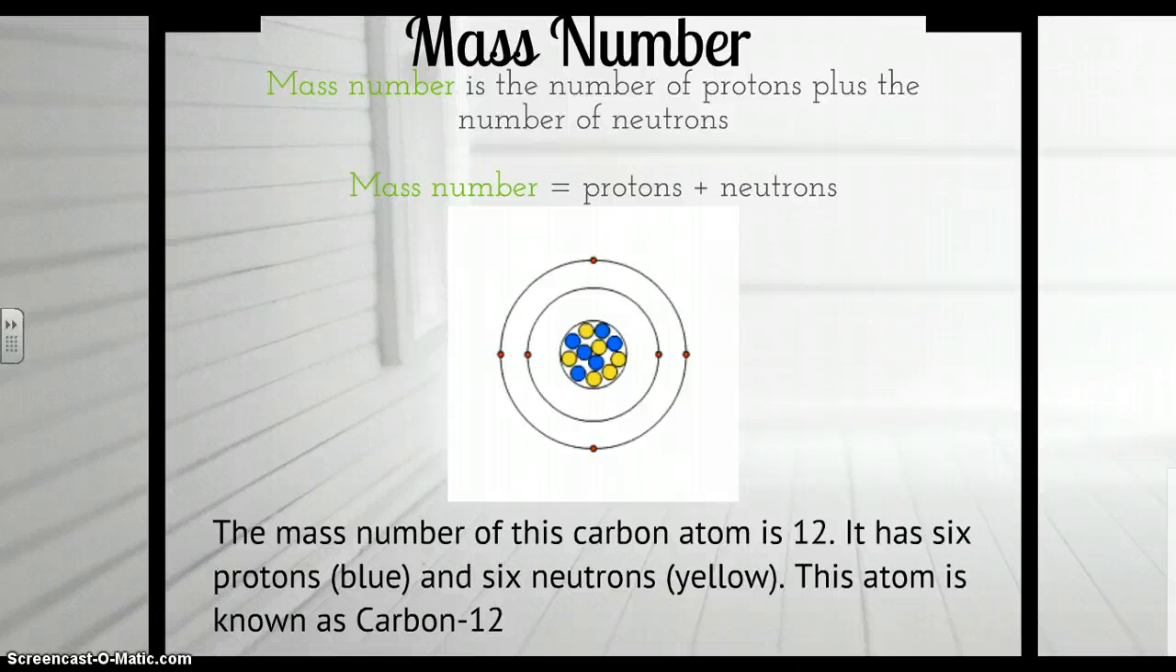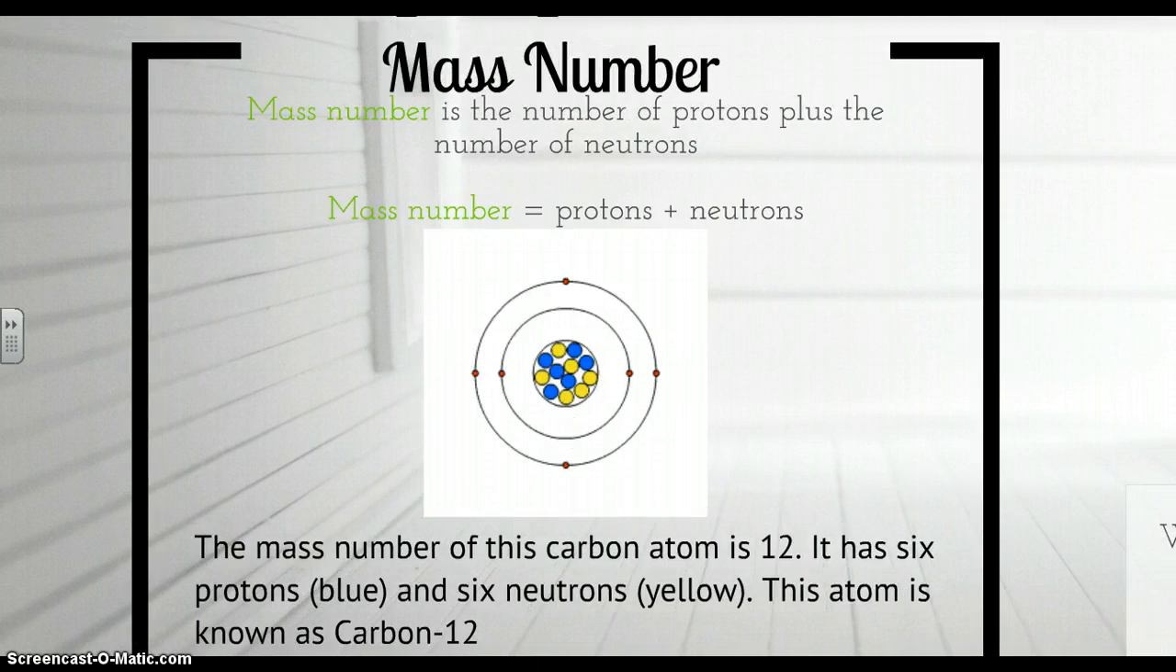The mass number is the number that is given when you're talking about an atom, and the mass number is the number of protons plus the number of neutrons. And so the mass number of this carbon atom is 12. It's got 6 protons and 6 neutrons, and 6 plus 6 is 12. So this isn't just known as carbon, this is known as carbon-12.